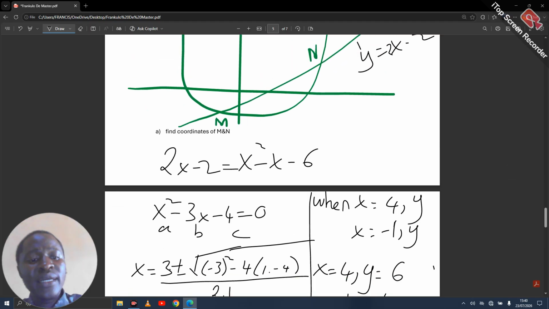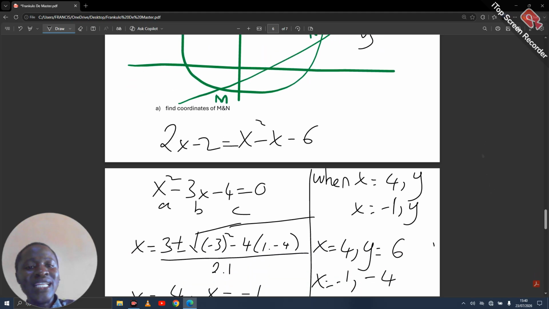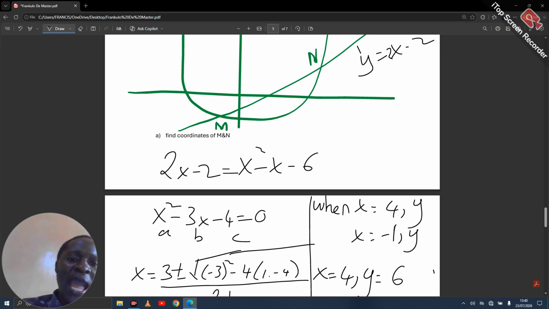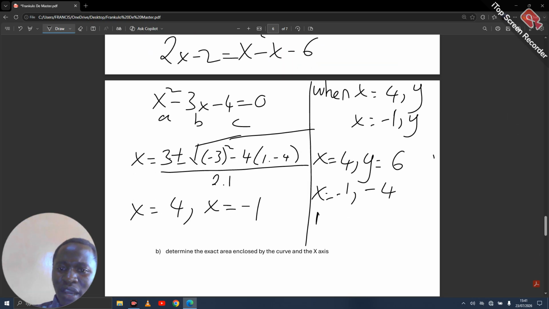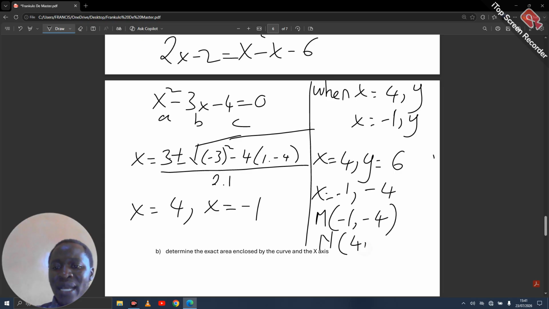So what do you think will be the coordinates for M? Obviously, M is at negative on the x-axis and also negative on the y-axis. That means all the coordinates of M will be negative. You only have to reason. So M is negative 1, negative 4, and N is 4, 6.